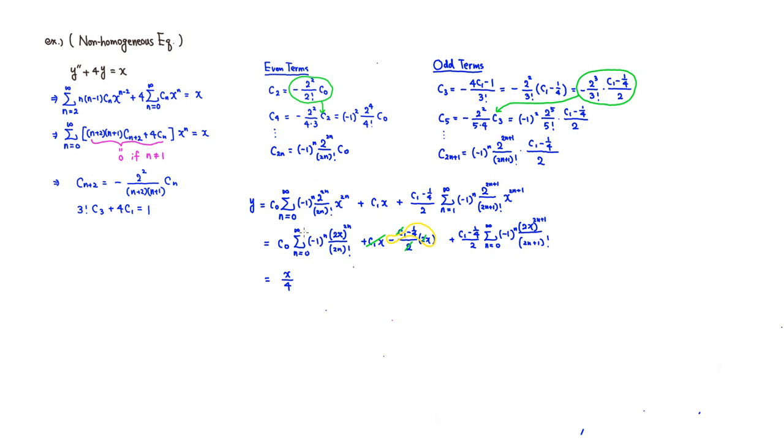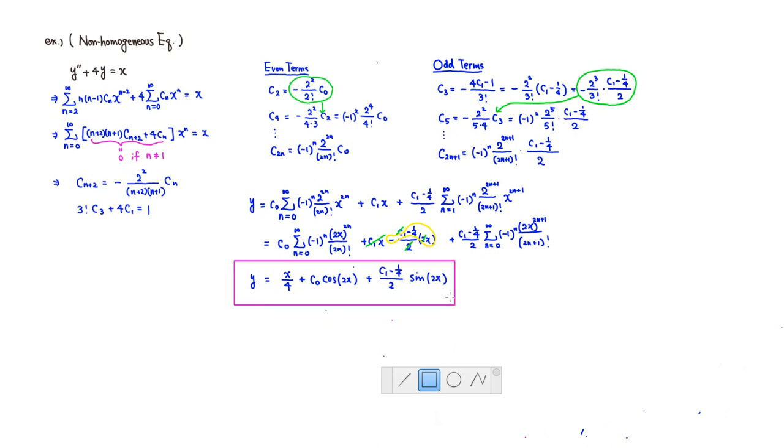Then here, this power series is a sine of 2x, so we're going to have plus c0. This is an even, so it's a cosine of 2x. Sorry about that. So cosine of 2x. And here, the constant is kind of strange, but it's C1 minus 1/4 over 2. It's just a number. But this power series is the sine of 2x. So you have a sine of 2x. So that is the solution. So here's y of the non-homogeneous equation there. I'm going to box them out. All right, that's it. I hope that this was clear.